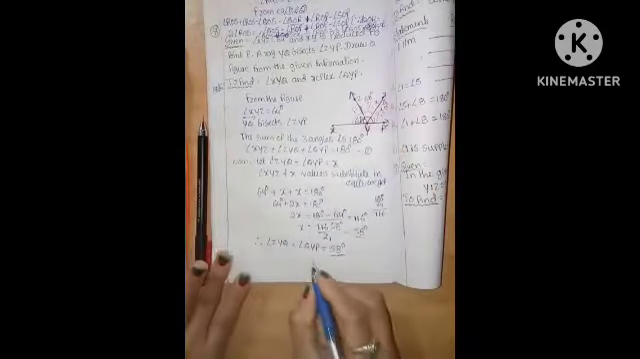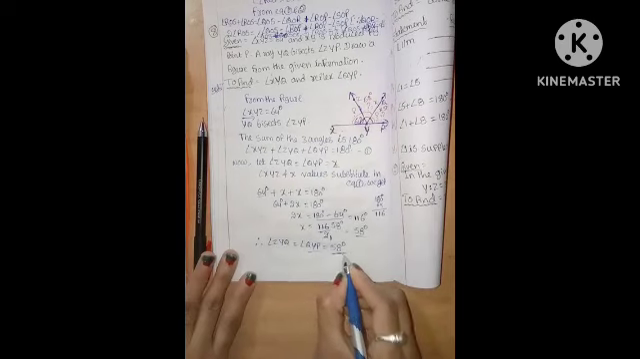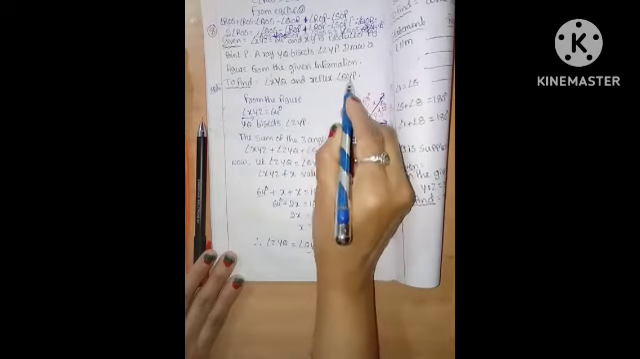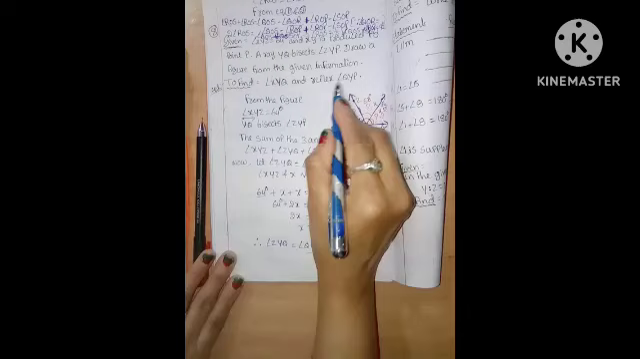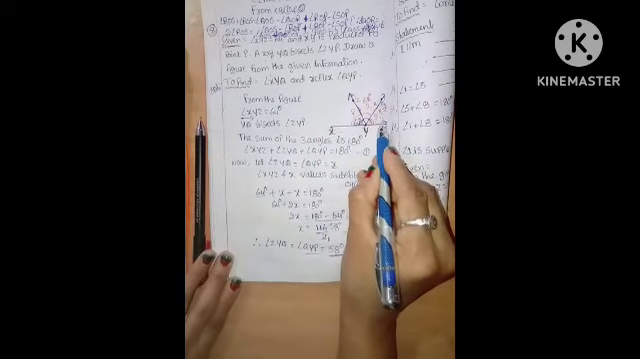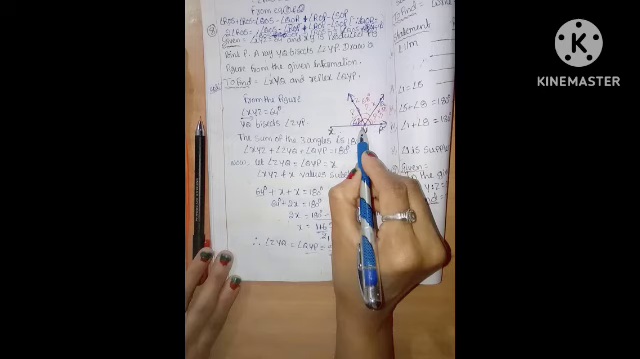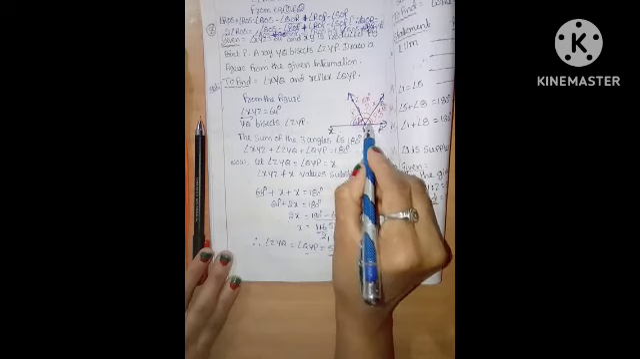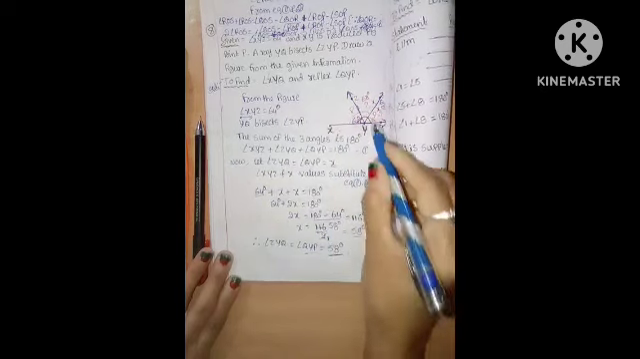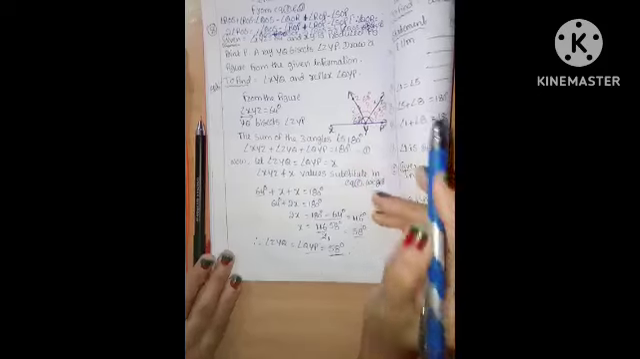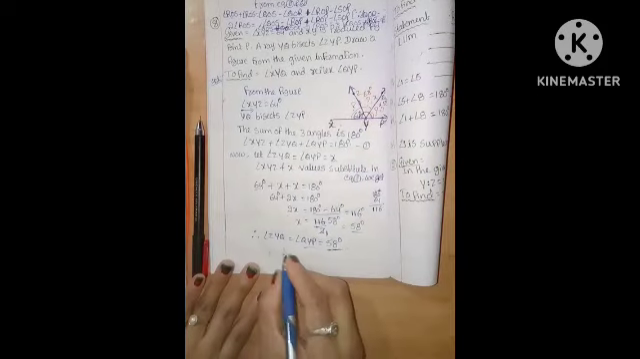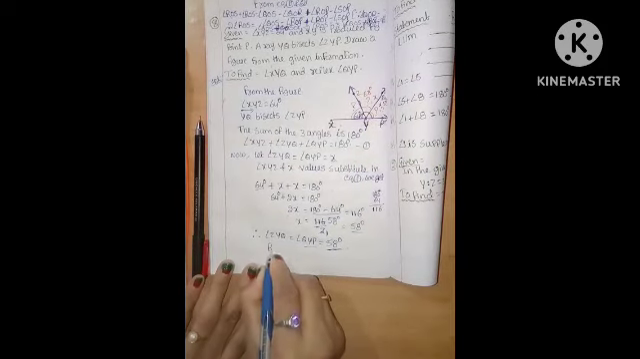This is the angle QYP. We need the reflex of angle QYP. How will you get it? The total angle is 360 degrees. The complete angle is 360 degrees minus 58 degrees. The remaining value we get is 302.